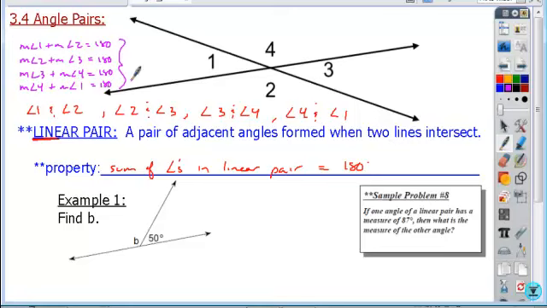Okay, and all of these are justified by just the definition of linear pair. So by definition, again, definitions, postulates, axioms, and theorems are what we can use to justify. So we'll use this as the definition of a linear pair. It's a pair of adjacent angles formed when two lines intersect whose sum is equal to 180 degrees.